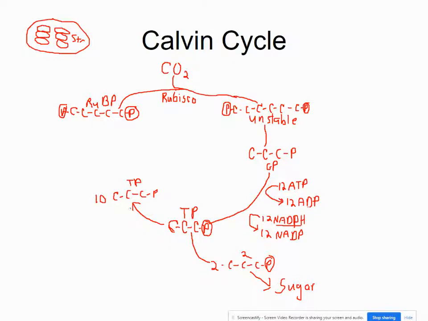Okay, so some of the TP is going to go regenerate this 5-carbon molecule, put some arrows in here. It's going to be used to regenerate RUBP, and to do that we also need to add some more energy. So 6 ATP are going to be put into regenerating ribulose biphosphate.